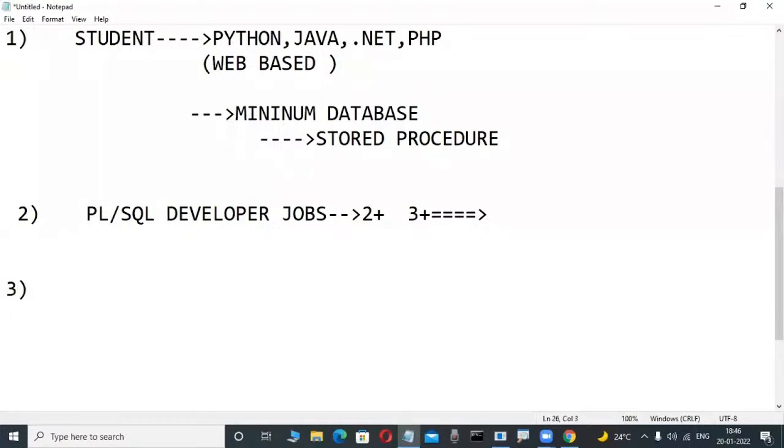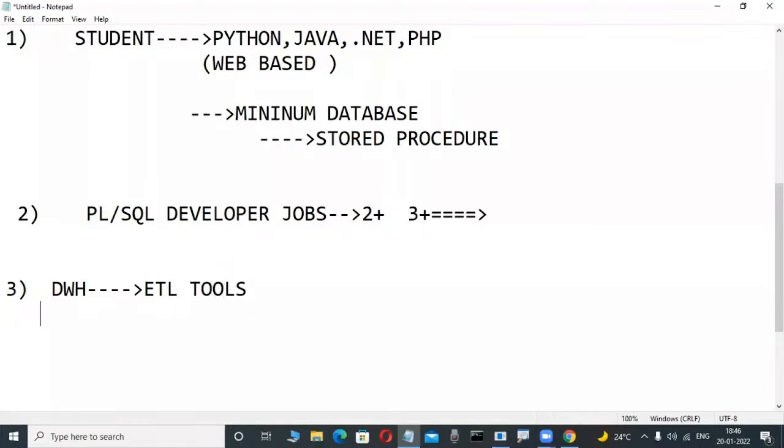Another type of persons. Nowadays, so many persons do not have very good knowledge of coding. Maybe a non-technical person wants to move into software. In that case, some types of jobs are there. What is that? Data warehousing technologies are there. In that, ETL programmers and reporting programmers are there. Extraction, transformation and loading, ETL tools are there.